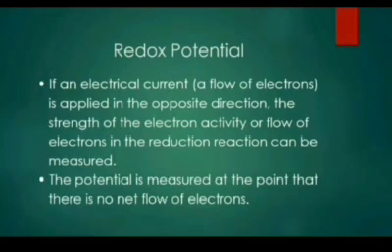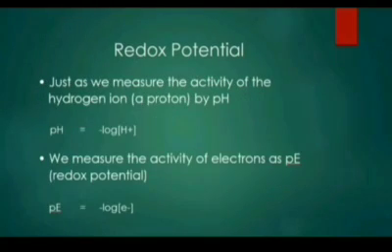Redox potential: if an electrical current, a flow of electrons, is applied in the opposite direction, whether the electrons are in a positive or negative direction, the strength of the electron activity or flow of electrons in the reduction reaction can be measured. The reduction and oxidation potential will also be measured if they are placed in opposite directions. The potential is measured at the point where there is no net flow of electrons. Basically, the electron potential is measured where there is no net flow of electrons. The electrons are at zero state, or electrons have stopped moving.